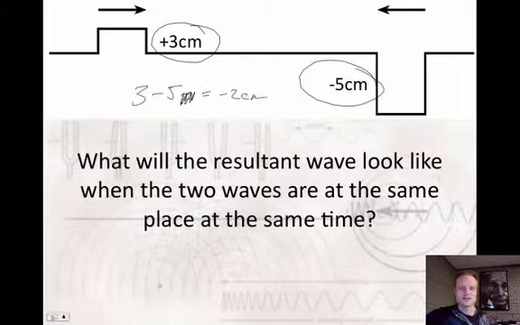centimeters. I wrote equals twice. I don't know why I did that. Negative 2 centimeters. So it would look something probably like, I'm not going to be able to draw this perfectly, but something like this. Okay, basically some of this wave is going to get canceled out by this, but there's still going to be some left.